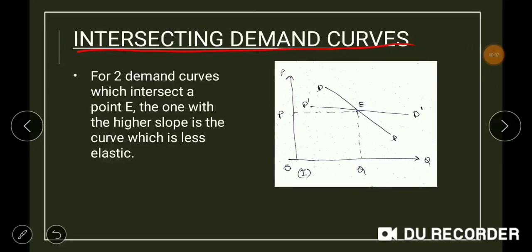Intersecting demand curves. For two demand curves which intersect at a particular point, the one with the higher slope is the curve which is less elastic. So in the adjacent figure I, we see that the two demand curves intersect each other at the point E. The slope of the line DD is higher than the slope of the line D prime D prime. So we can say that the demand for DD is less elastic than the demand for D prime D prime.